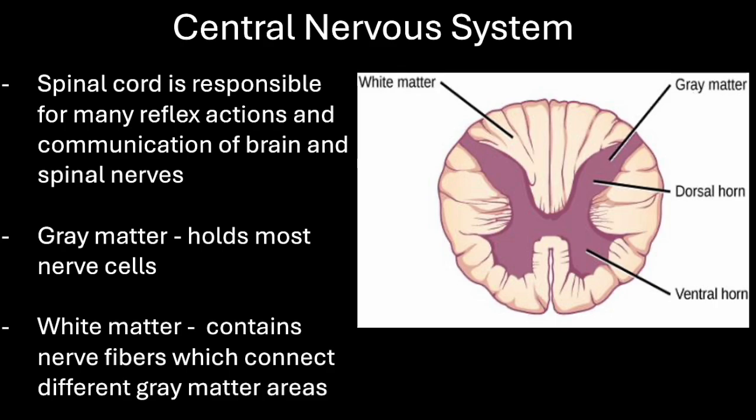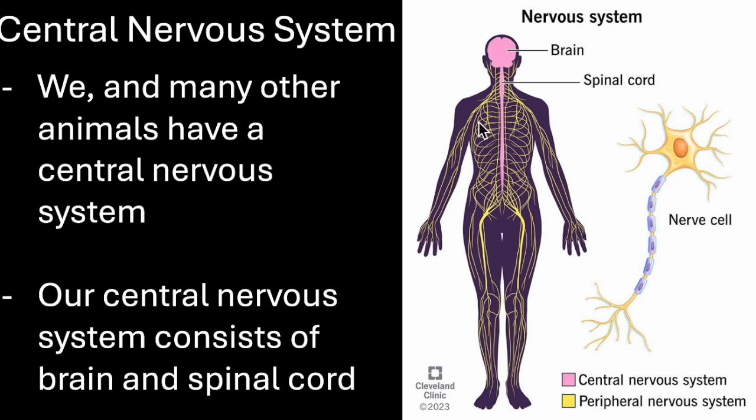So within our nervous system, we have both gray matter and white matter. You can see this here on this diagram. The gray is kind of purpley. So these are found in the spinal cord, as well as the brain, and they're responsible for many reflex actions and communications with the brain and the spinal nerves. Typically, gray matter holds most of our nerve cells, so it's centralized. White matter, on the other hand, contains nerve fibers which connect different chunks of gray matter areas. So, again, all connected. This is found throughout our central nervous system.